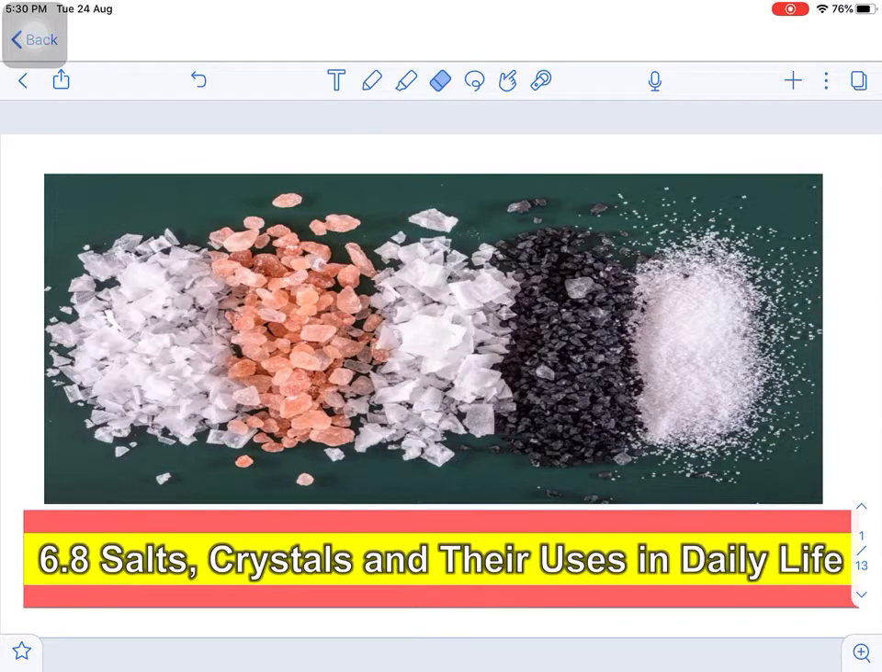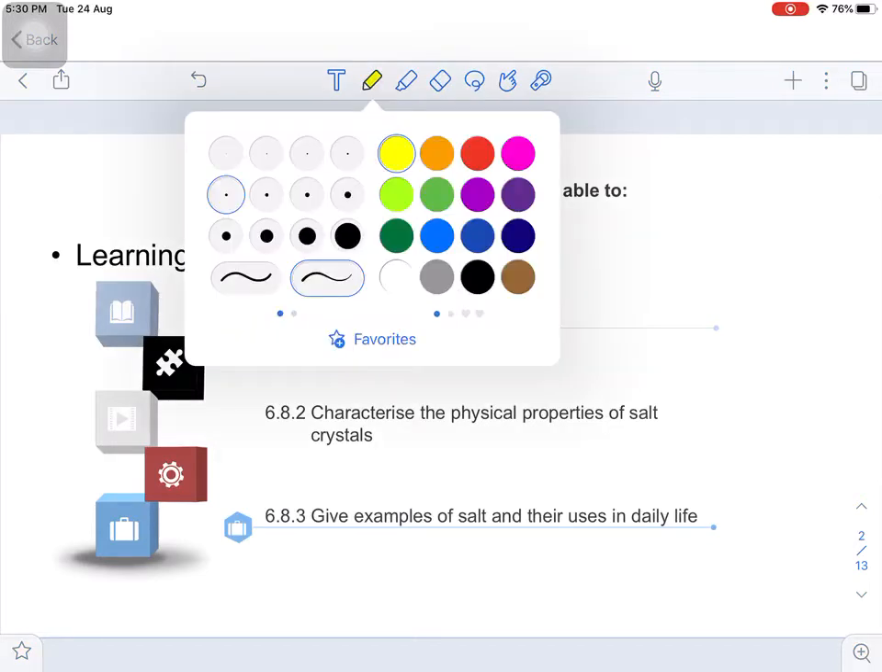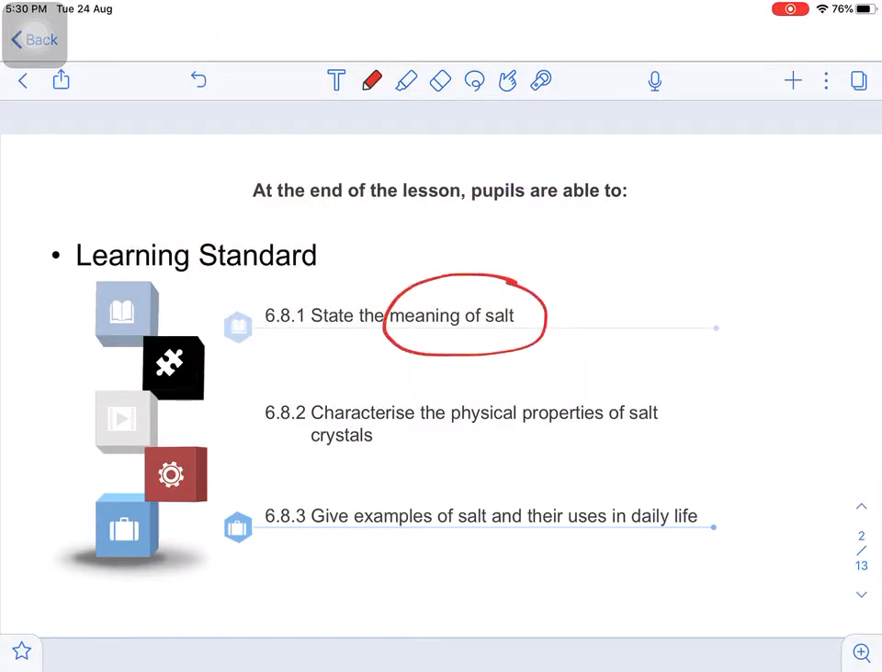Okay, we will proceed our lesson to 6.8, which is salt crystal and their uses in daily life. At the end of the lesson, you should be able to state the meaning of salt. What is salt? And then you're able to list the physical properties of salt crystal. What is salt crystal? What are the physical properties of salt crystal? And then give examples of salt and their uses in daily life. So we have 3 learning standards to be achieved today.